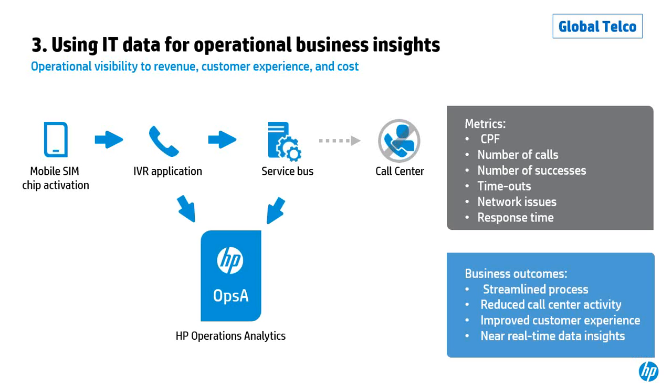So they decided to take all the log data from their IVR applications and their service bus that's checking all this data and put it into operations analytics. In this way, they're able to see if a customer is spending too much time trying to get through the IVR application because they're not entering their ID properly, or the response time is taking too long, so they hang up. Whatever problem the customer is experiencing, they're able to see and address, almost in real time.